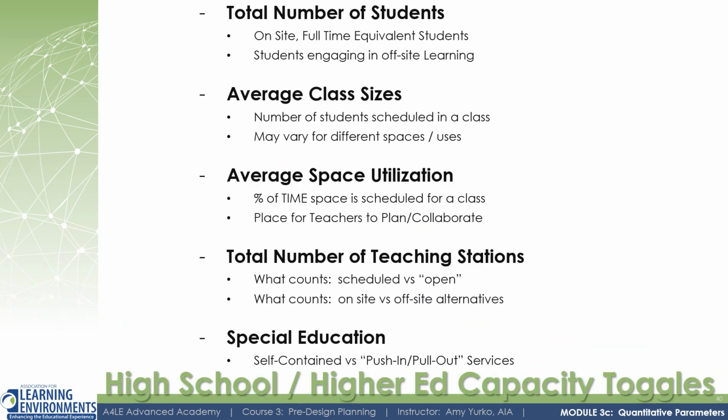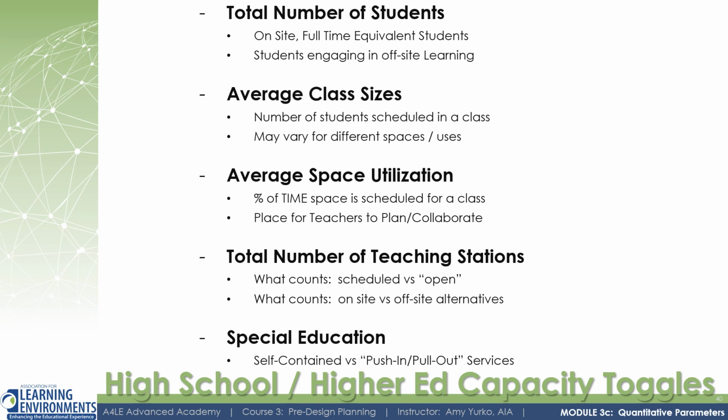Now let's revisit those toggles for space programming and capacity utilization. Obviously, the number of students on-site, full-time equivalent students, and recognizing that there may be students engaging in off-site learning and also part-time, for example, the pre-K example we showed. Average class sizes, the number of students scheduled in a class for a period. That may be different for different spaces, and there's certainly different schedules that can be accommodated. So pay attention to those caveats with your client.